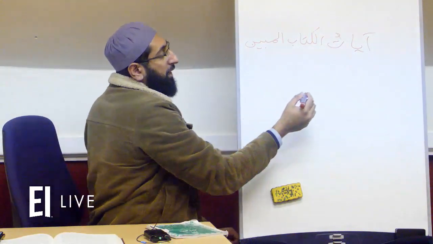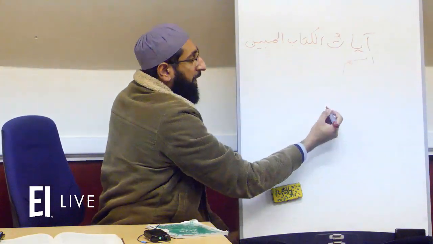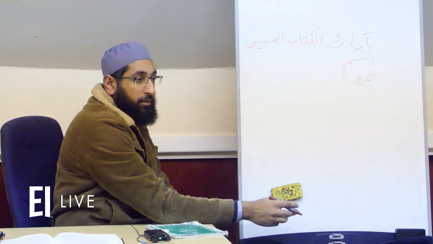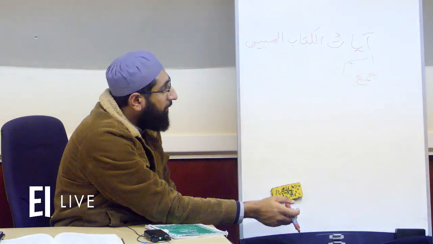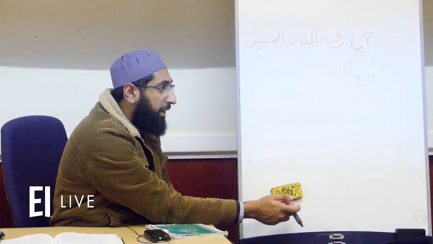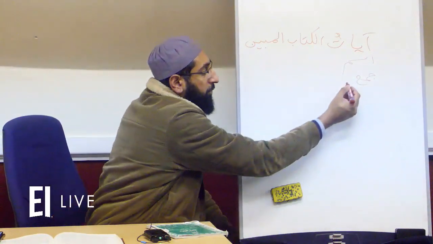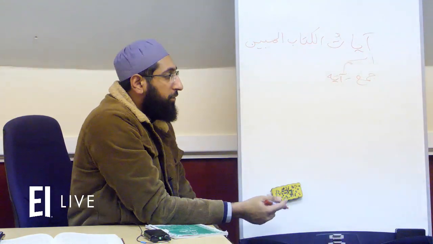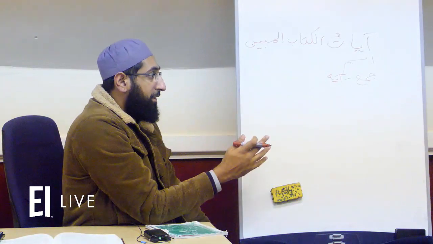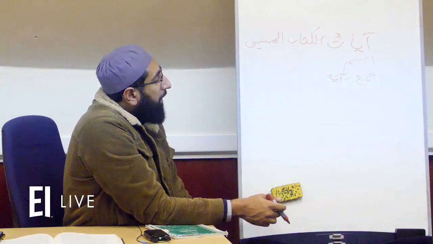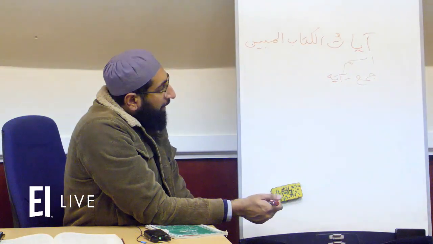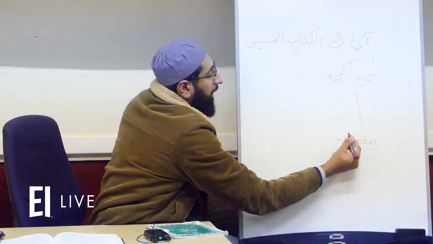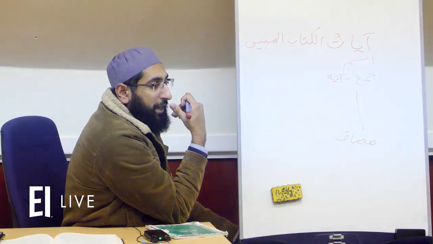First, how we look at this: it's an ism, and it's plural. It's jama'. What is it jama' of? What's the singular? Ayah. It's the plural of ayatun, like we normally say ayat. So the plural of ayah is ayat, with the alif and big ta. This is mudaf. Then you've got al-kitabi.